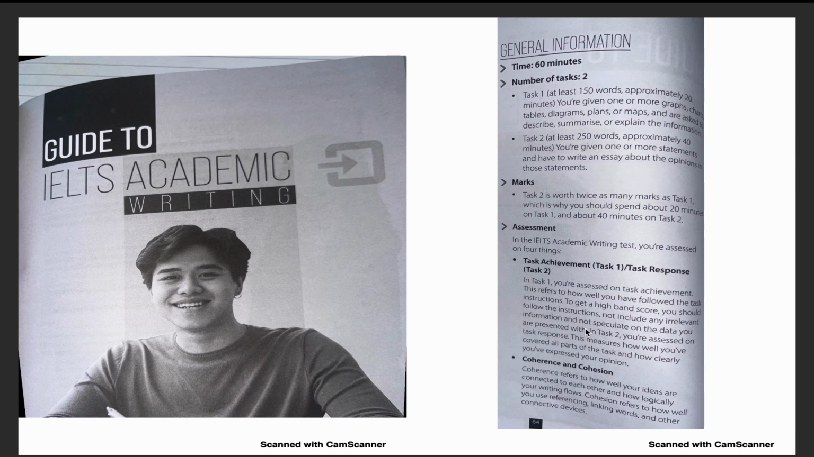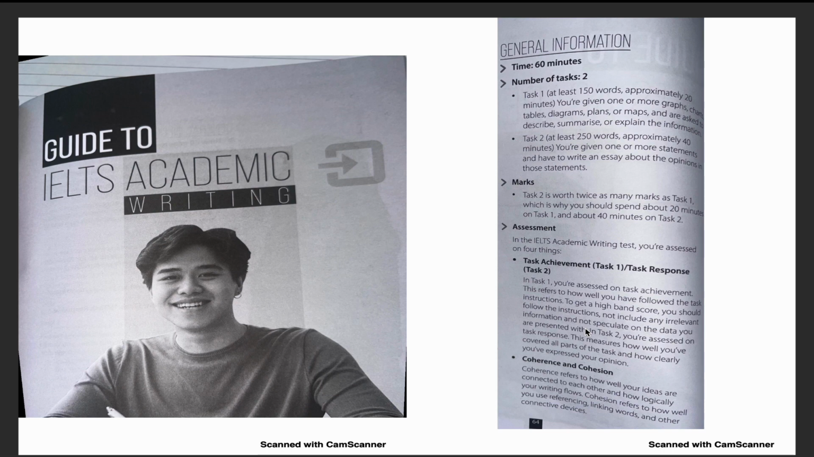In task 1, you are expected to write about what you are seeing. Whatever they have given to you, you are supposed to write on it, and describe the image they have given, the graph they have given, or something like that. Whereas in task 2, they want to see your personal opinion and the way you express yourself. So that's the difference between both the tasks.